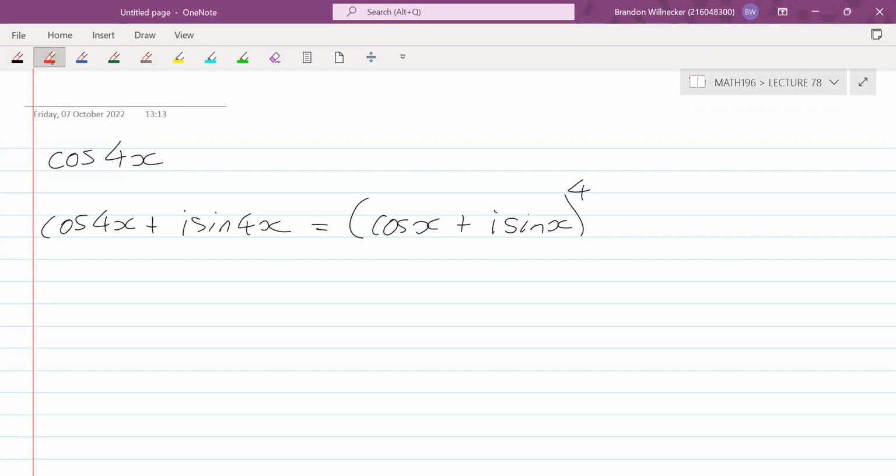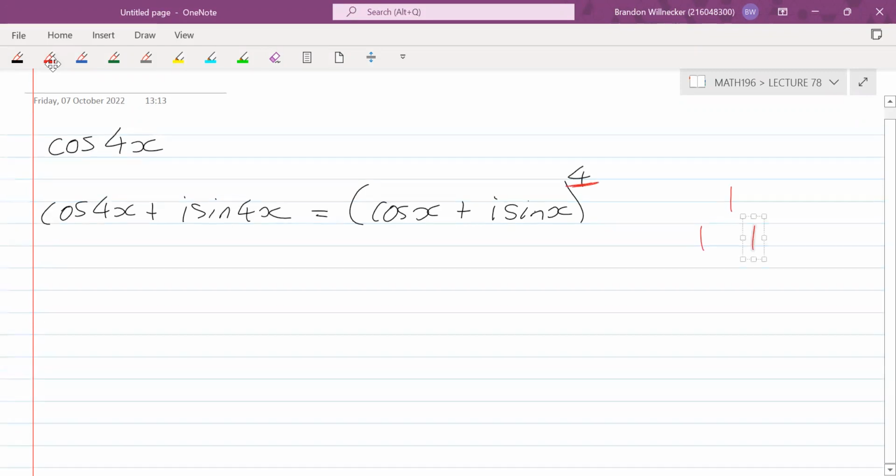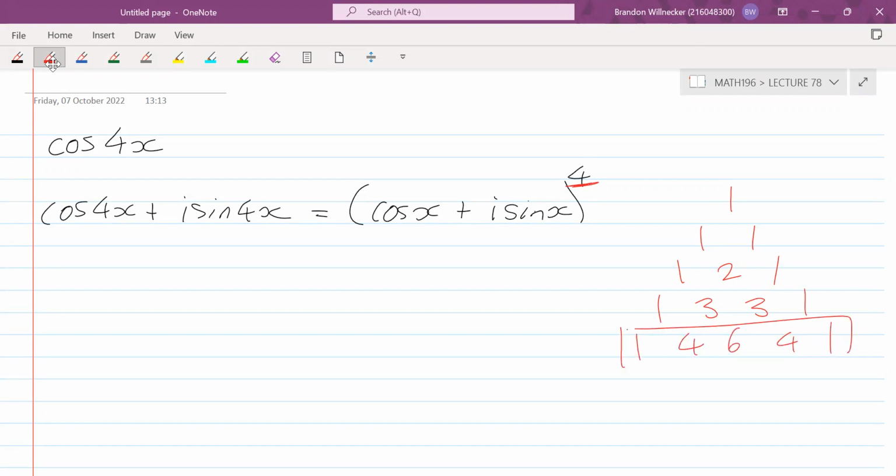Now since this binomial is fourth order, we've got 4 over here. Again, we can use Pascal's triangle to find the fourth row. That'll give us the coefficients. So we have 1, 1, 1, 1, 2, 1, so that's for squaring. 1, 3, 3, 1, that's if we are cubing. And if it's to the power 4, we're going to have 1, 4, 6, 4, 1. We can stop there. That's what we needed.